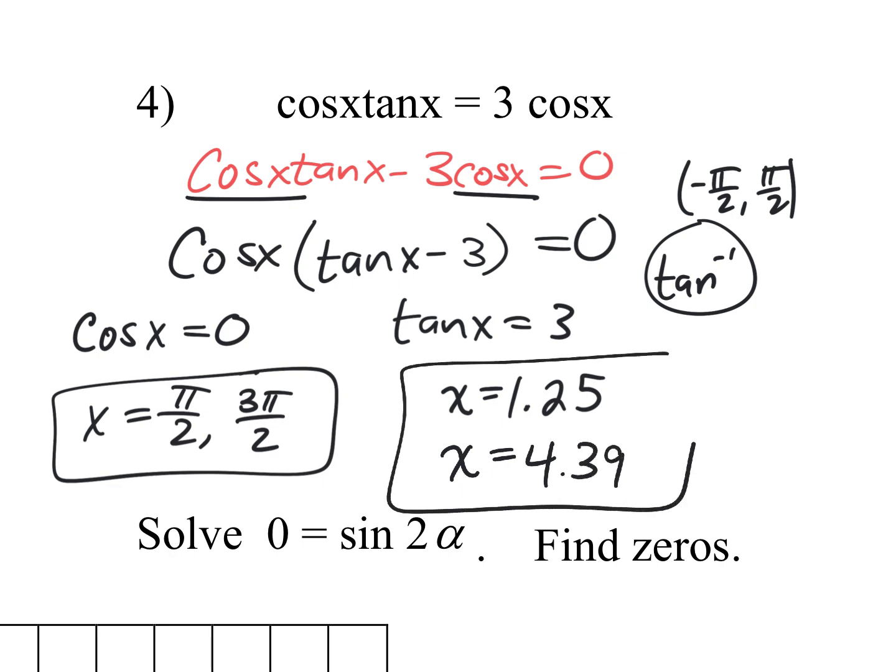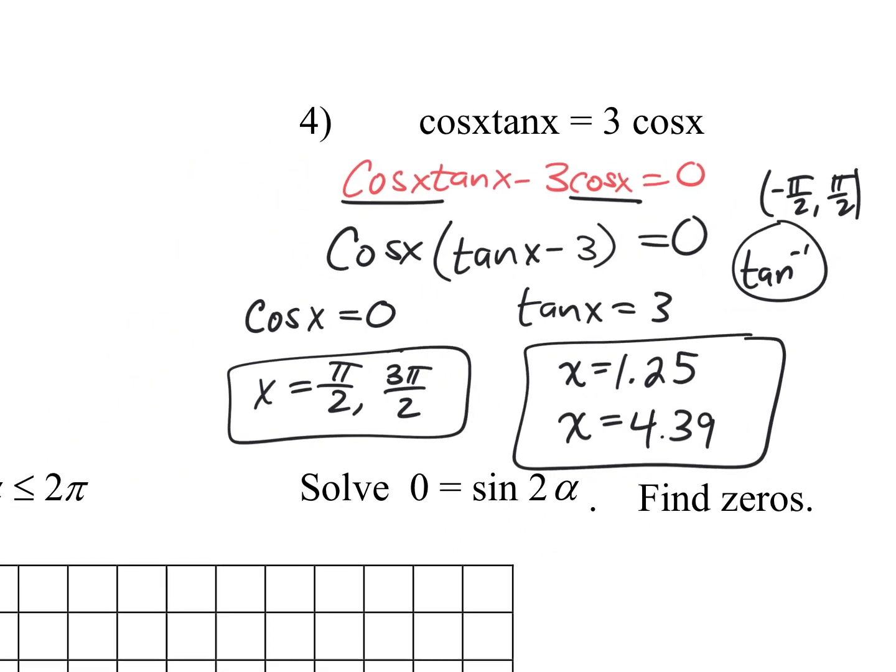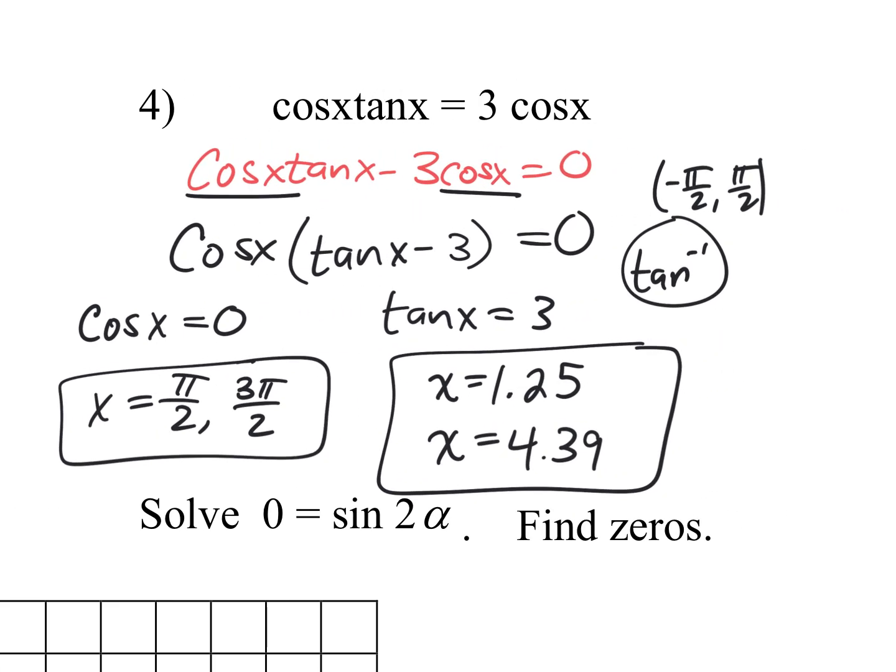So those two decimal solutions are the solutions that come from tangent x equals 3. We need to add pi because tangent repeats in the unit circle. It has 2 complete periods in the unit circle.